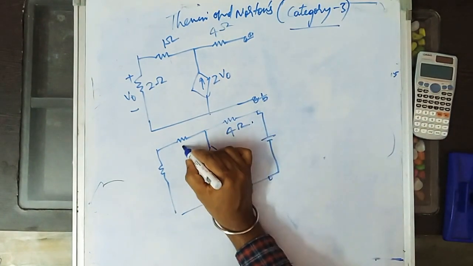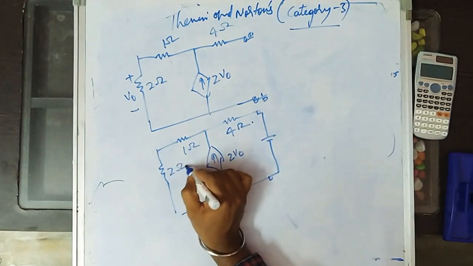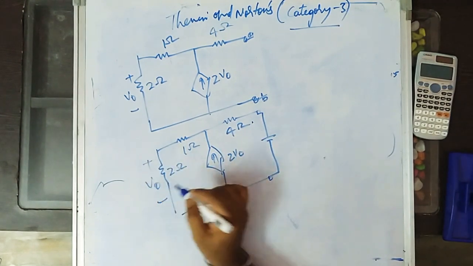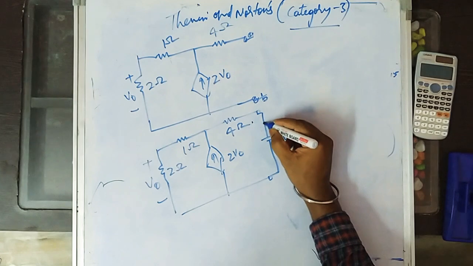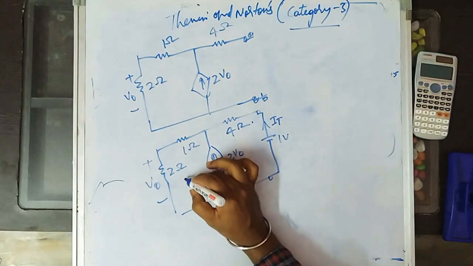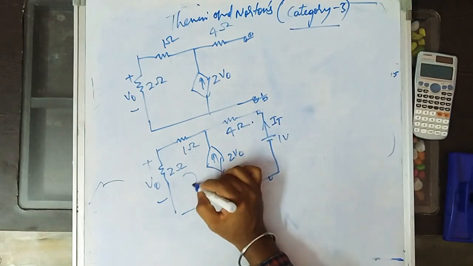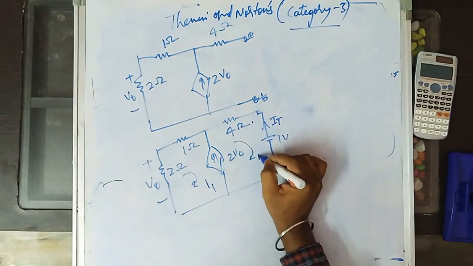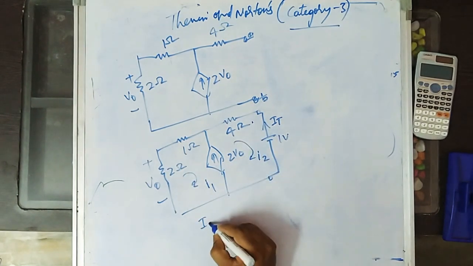4 ohm, 1 ohm, 2 ohm. This is V naught. This is 1 volt. We need to find test current IT. So this is what we have. These are 2 loops we are having. So to find IT, what is it?